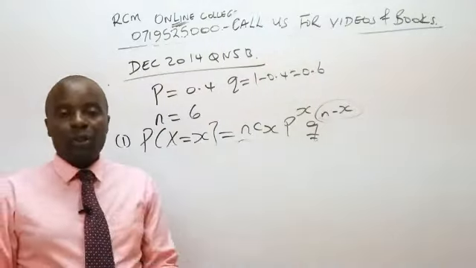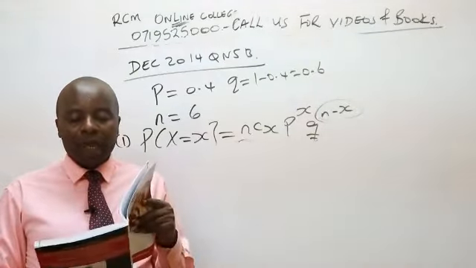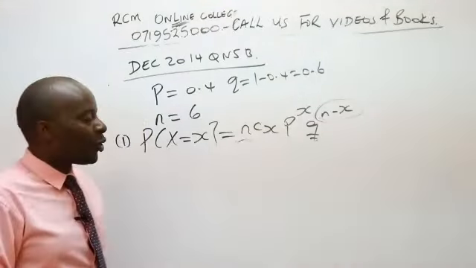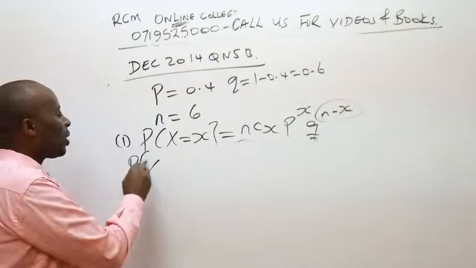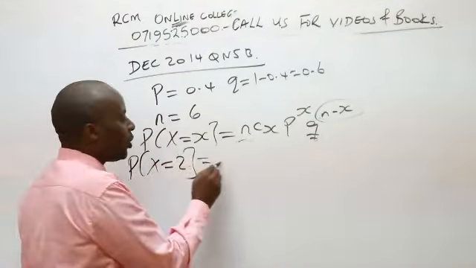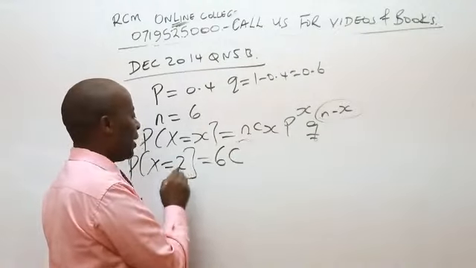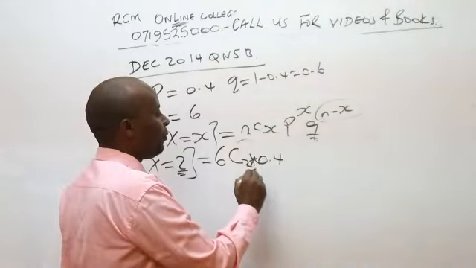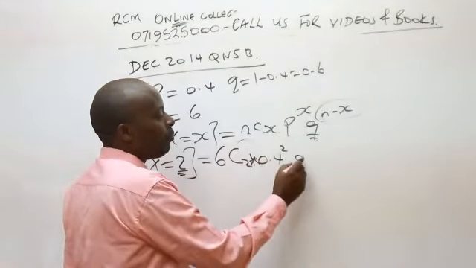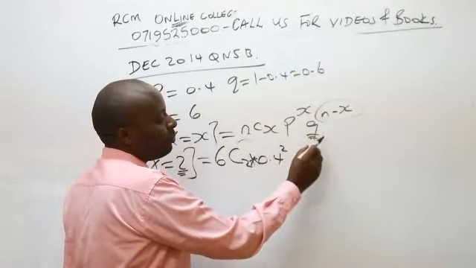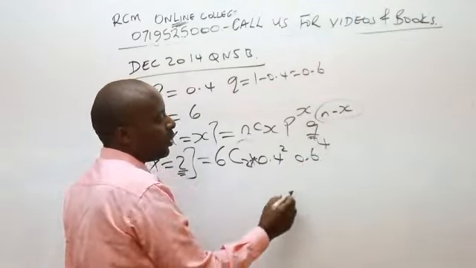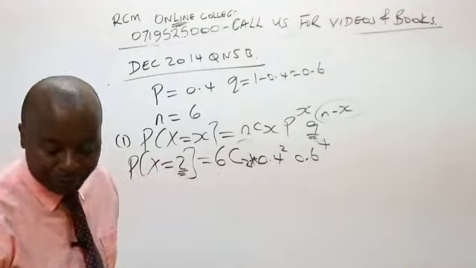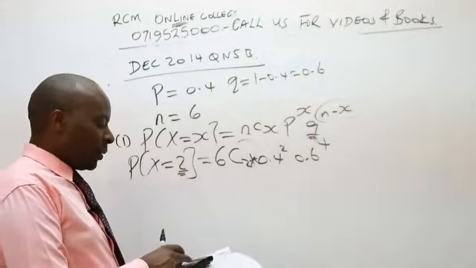We go to the second question, still under December 2014. Exactly 2 households were affected. So probability of X being equal to 2. N still stands, 6 combinations X, X is 2. P, which is 0.4, raised to X, which is 2. 0.6, which is my Q, raised to the balancing power. The balancing power here will be 4, given that the 2 added together must add up to 6.